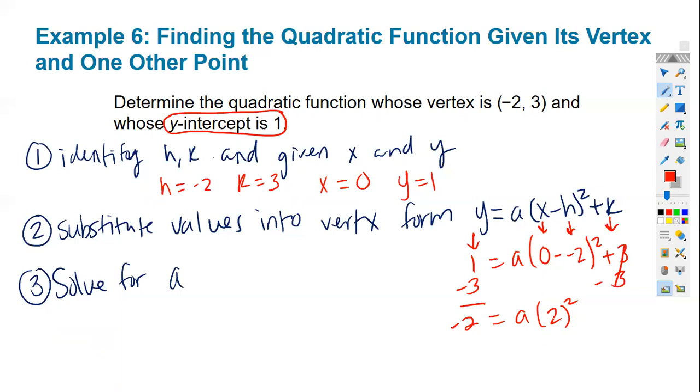What's 2 squared? Yeah, you said do the square root. That's what I meant. 4. So what is going to happen with this 4, though? I'm going to divide by 4.